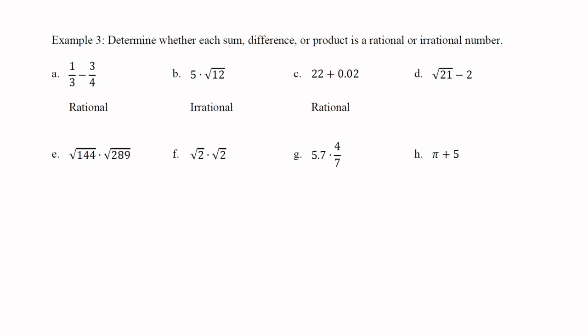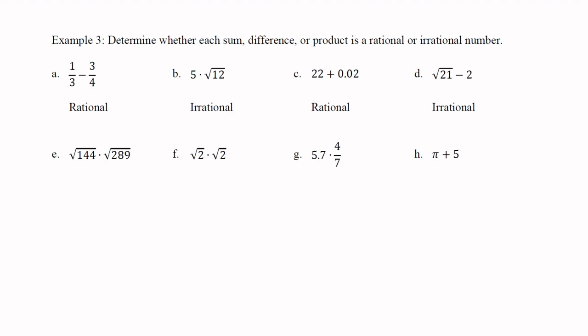For D, we have the square root of 21 minus 2. Square root of 21 is irrational. And if you subtract 2, you're still going to have an irrational number because the part after the decimal is not going to change. So we still have an irrational number here.